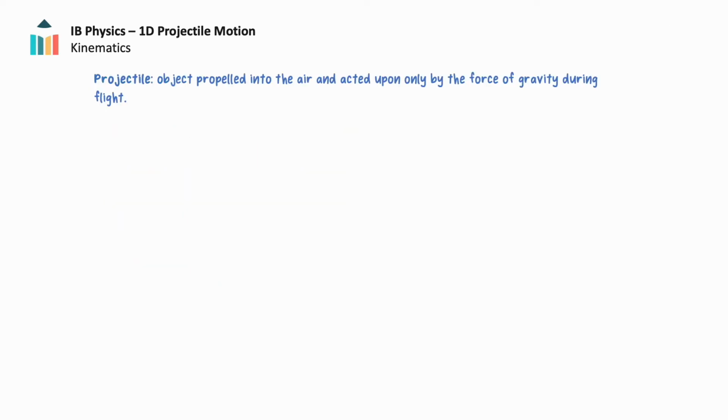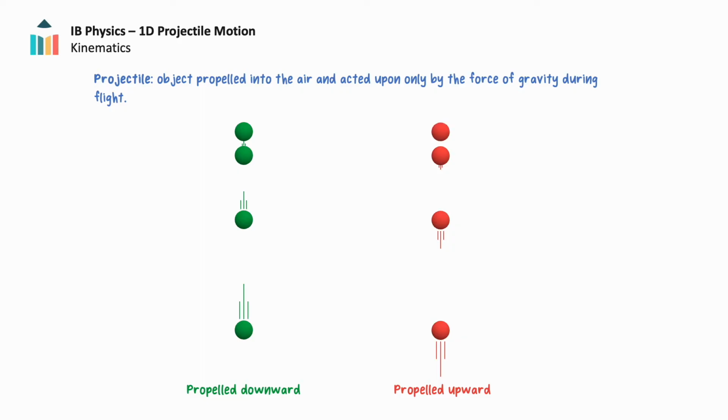A projectile is an object that is propelled into the air and is acted upon only by the force of gravity during its flight. For one-dimensional projectiles, we can consider two scenarios under this definition. First, a projectile may be an object that is propelled vertically downward, then falls downward in free fall. Second, a projectile may be an object that is propelled vertically upward. The projectile will travel upward to a maximum height, then fall downward in free fall. In both scenarios, the object moves only vertically.